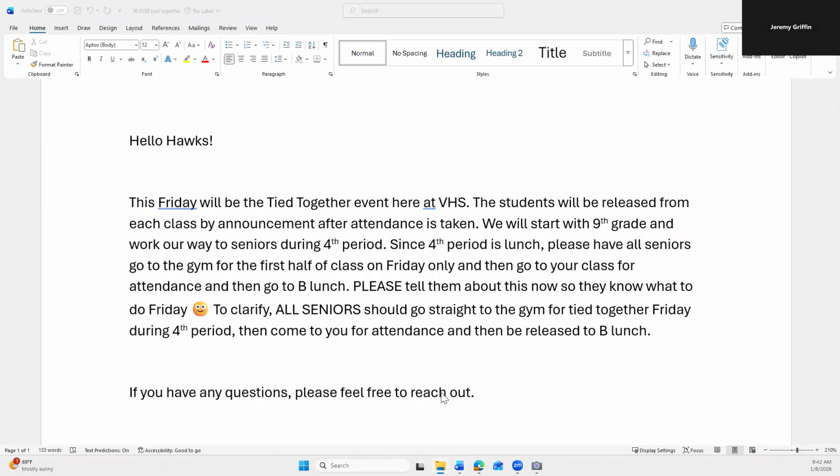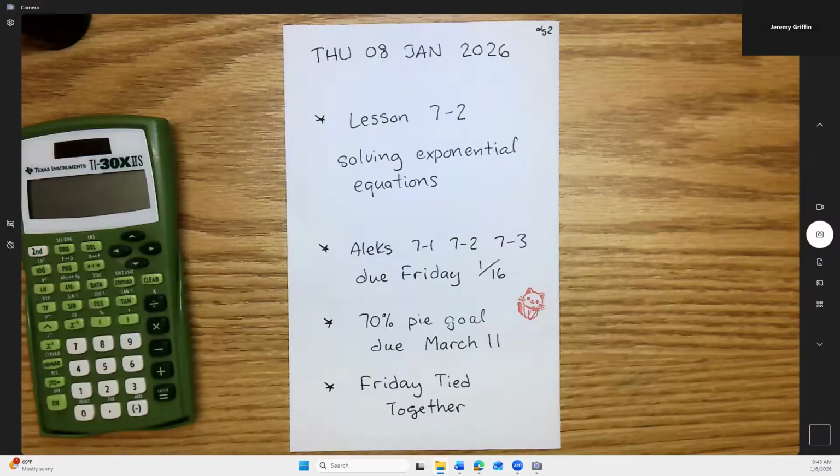To clarify, all seniors should go straight to the gym for Tied Together Friday during 4th, and then go to class for attendance. And then afterwards, all the seniors go to lunch. Any questions? Let me know. Okay, so that's tomorrow. You just listen for announcements and follow that. And if you're a senior, go straight to the gym. All right, so that's that.